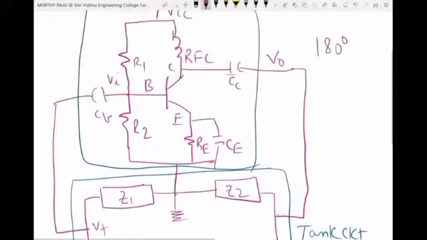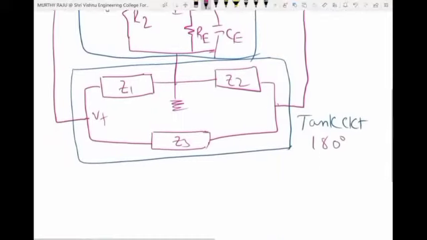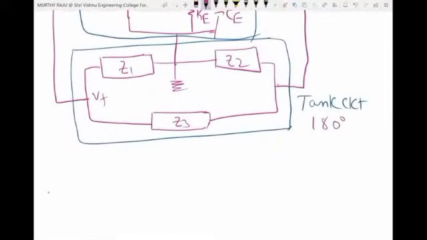Already in the last video, I have explained clearly the description of this circuit. Now I will concentrate on frequency of oscillations derivation. Second one is equivalent circuit.